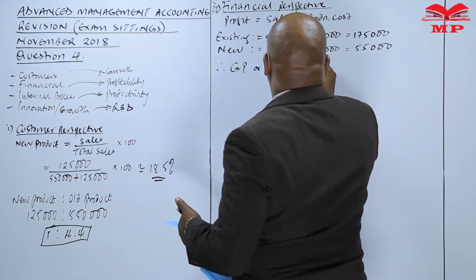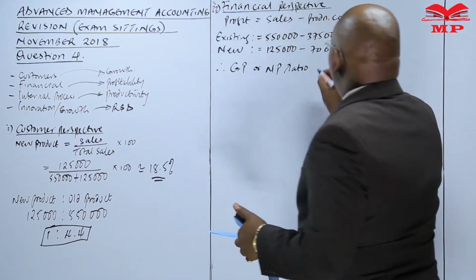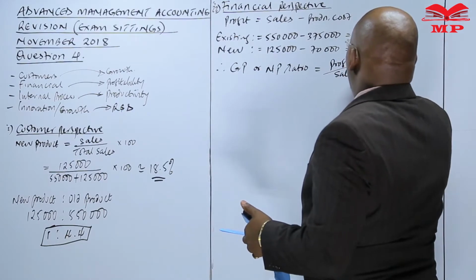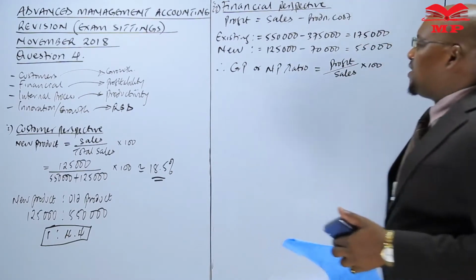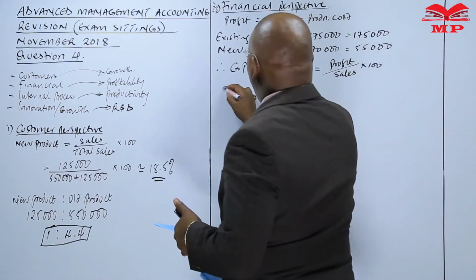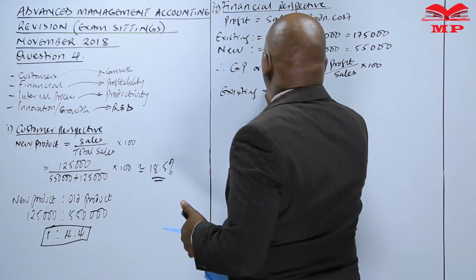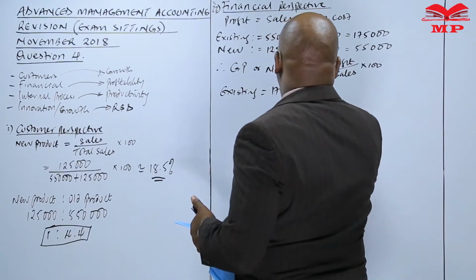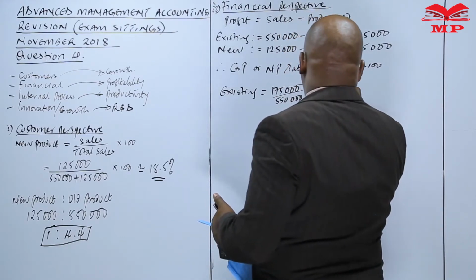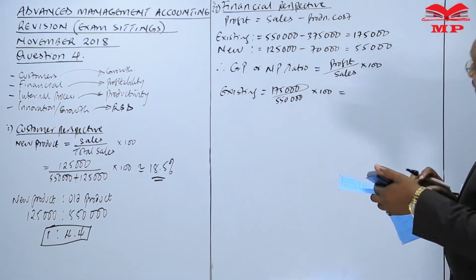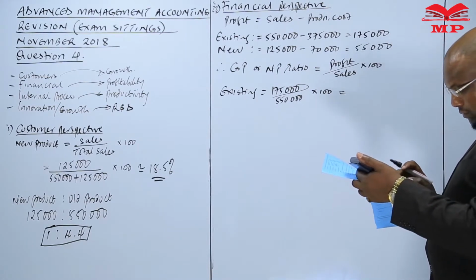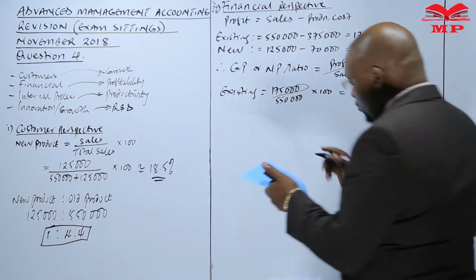ratio. So this is giving the profit divided by the sales times 100, if you want to get that ratio or margin. So you have existing equals 175,000 divided by 550,000 times 100, which will be 175 divided by 550 times 100, giving us 31.8.